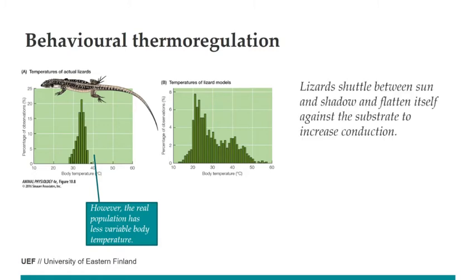And how can they do it? Well, first of all, they shuttle between the sun and shadow. If there's a rock that is getting sunlight, they go on the rock to get the sunlight and heat the body up. Then when the temperature has increased, they go to the shadow. They can also flatten themselves against the substrate, like a warm rock, to increase conduction and get the body heated by the temperature of the rock. And of course, if the body temperature is already quite hot, then they are no longer on the rock, but might climb in the trees, etc., to decrease the conduction.